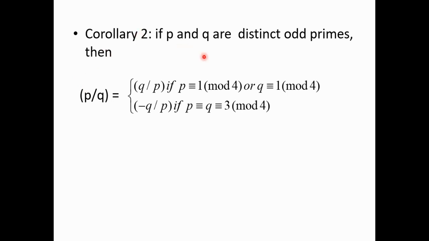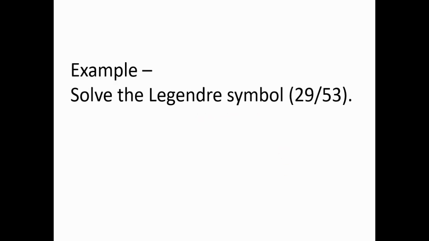Now this is the second corollary. For p and q distinct odd primes, the symbol p upon q is equal to q upon p if p is congruent to 1 modulo 4 or q is congruent to 1 modulo 4, and this is equal to minus q upon p if p and q are both congruent to 3 modulo 4.